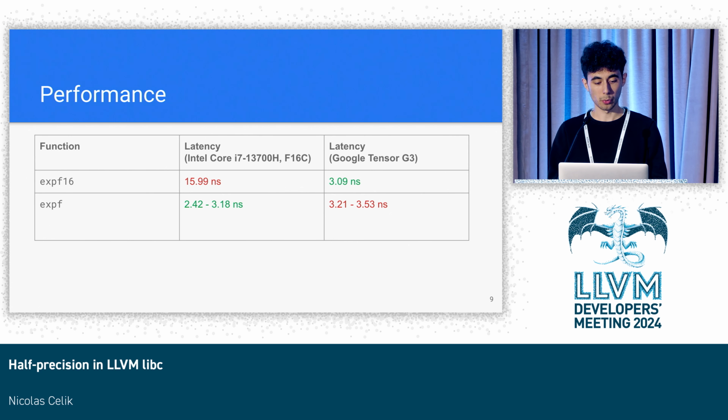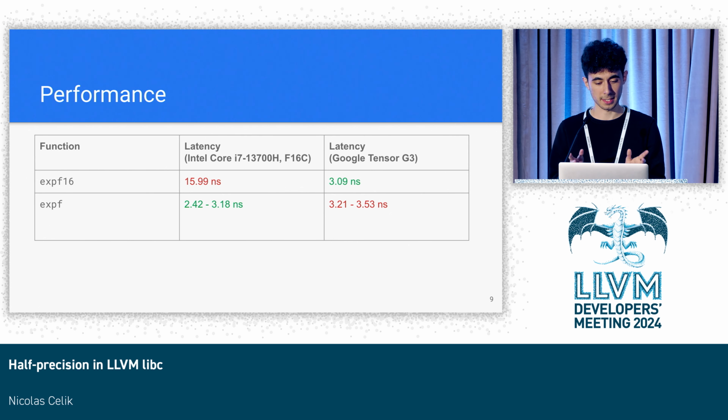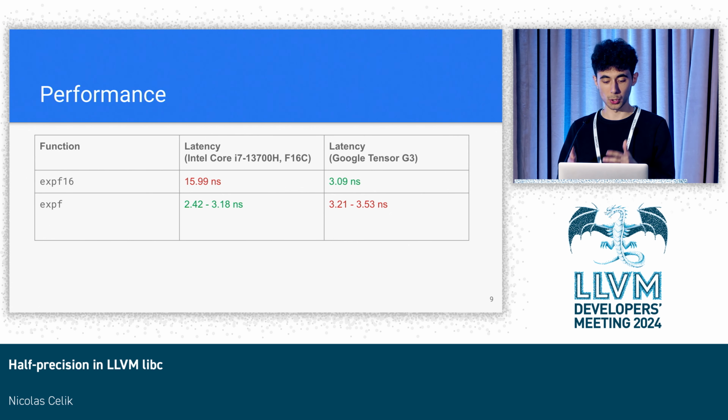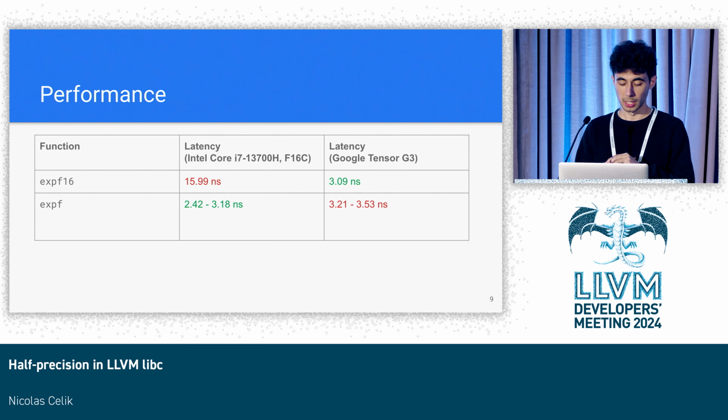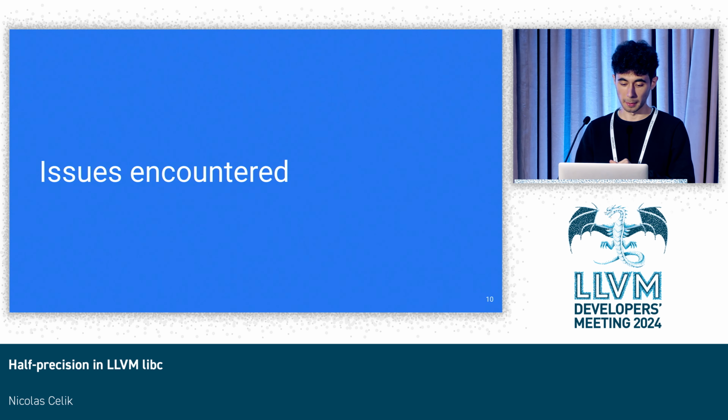Finally, here's a quick example of how the float16 math functions compare in latency to the float math functions. You can see on, again, the Core i7, exponential for float16 can take up to 16 nanoseconds pretty much, whereas the float one takes up to 3.18 nanoseconds. It's currently on x86, float16 support isn't that great, really. Whereas on the Pixel phone, which has an ARM CPU with pretty much full hardware support for float16, the float16 version is actually a bit faster than the float one.